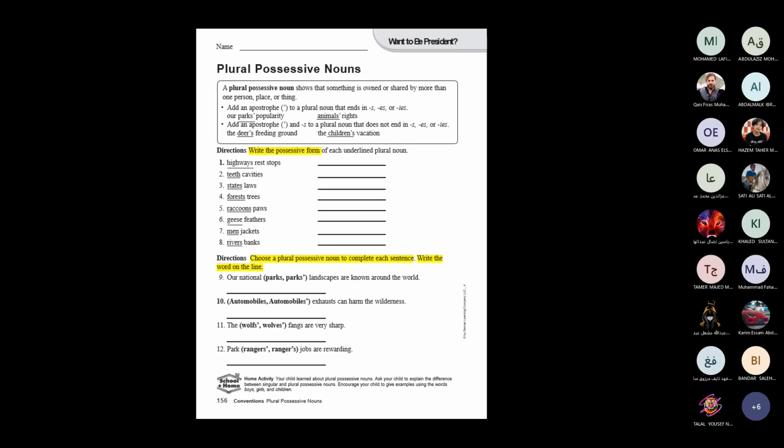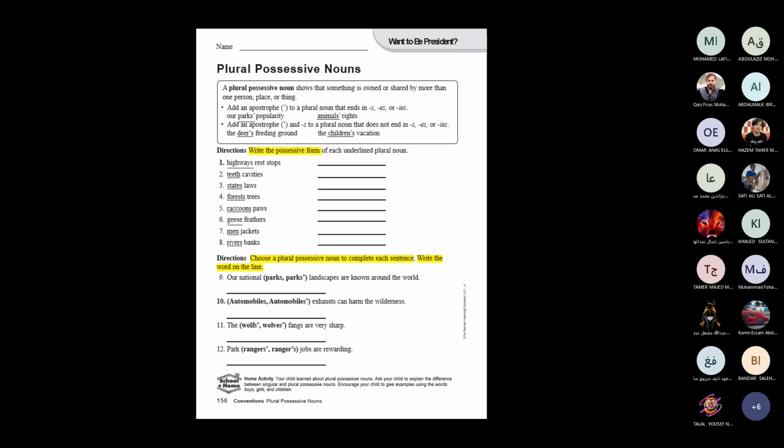173. Izzeddin Al-Tahan. Yes. All of your answers in the first part of the question are incorrect. Some of them aren't correct. Number one, highways. Highways already has S at the end, is it right? We have it. It has S, okay, very good. So you have to add just an apostrophe after the S. No need to add apostrophe S. Any noun that has S at the end, just add an apostrophe after the S. Understand? Don't add anything else.